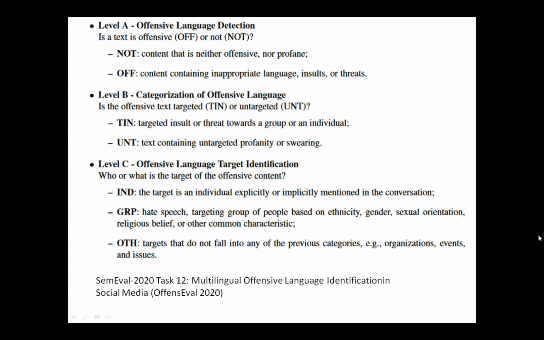is it targeting a particular person or is it not targeting anyone? If it is targeting a particular person or a group, that comes under targeted offense, T. In UNT, it is untargeted: the text contains offensive words, but it is untargeted. Why are they categorizing untargeted text?